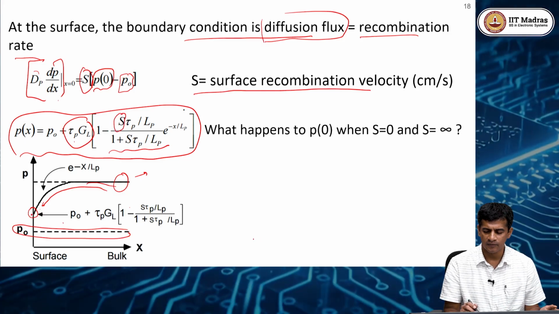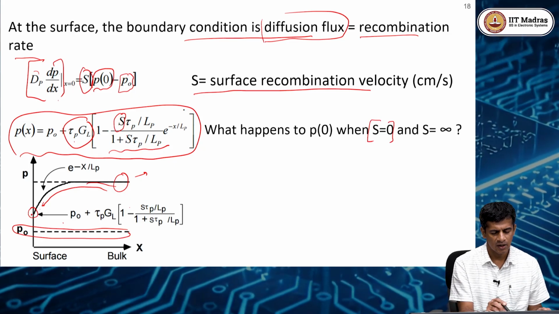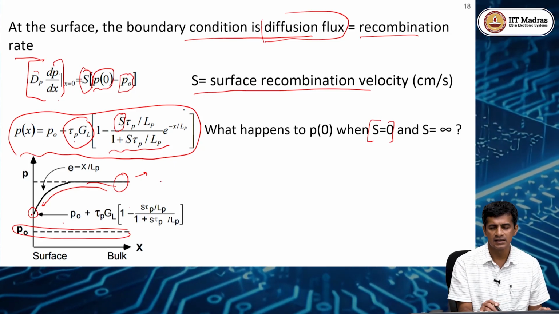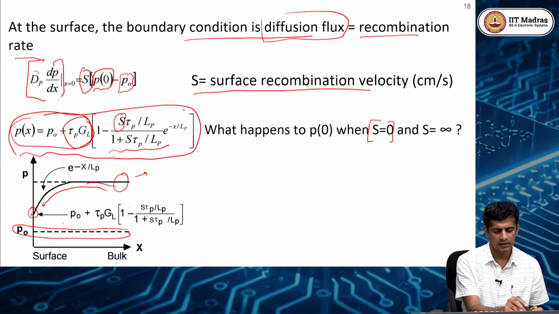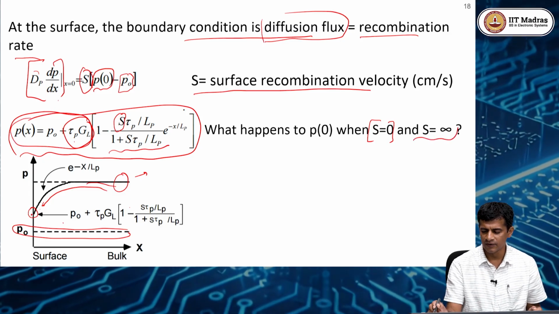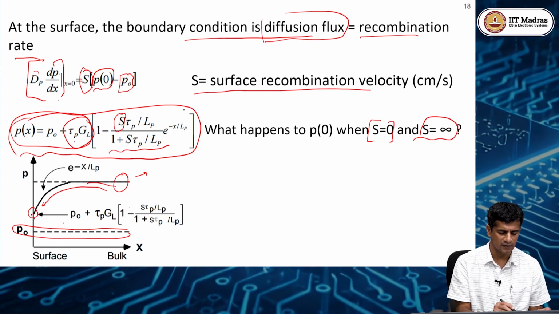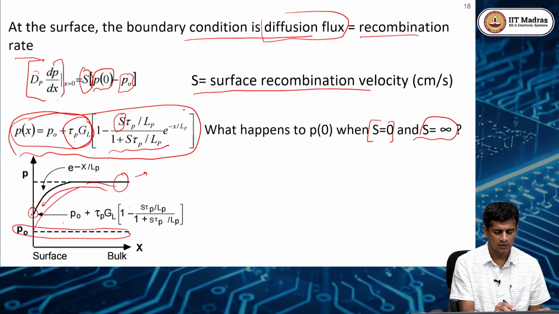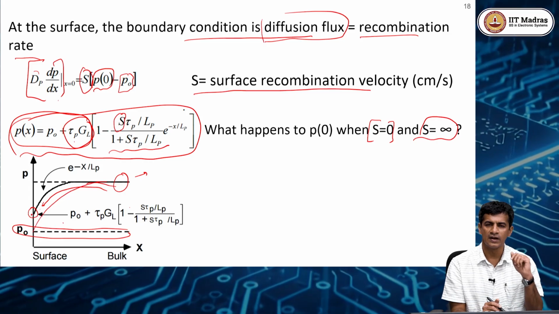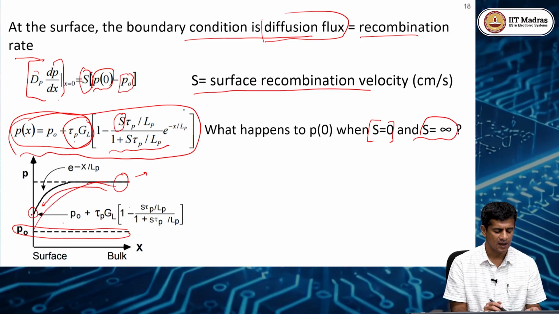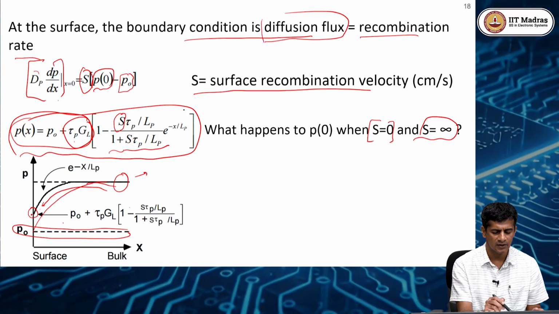You can assume various S parameters. For example, S equal to 0 means this term is the same as this one. That is case 1, the first problem, uniform illumination, where you have only this term present. What is S equal to infinity? If you put S equal to infinity, you can work out what this concentration is, and it will go all the way to something like this. That is the case of an ohmic contact, where you have infinite surface recombination velocity. At this surface, the concentration should go to p0. So you can put S equal to infinity here.